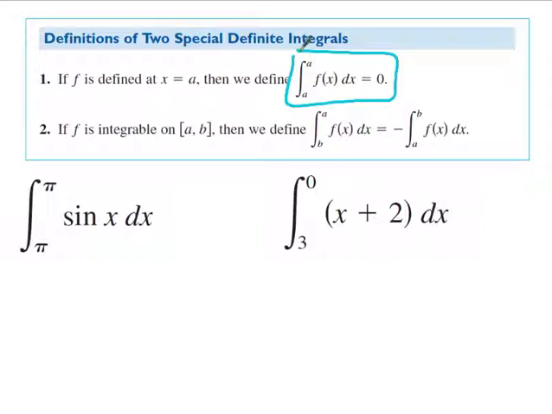Now notice the next one says if f is integrable on a, b, that's a closed interval, then we define the integral from b to a as being negative. Because if you remember, the original definition was a to b. So if I flip those, what I do is negate the value of the integral. Zero. Okay, so the first one you already got a 0.